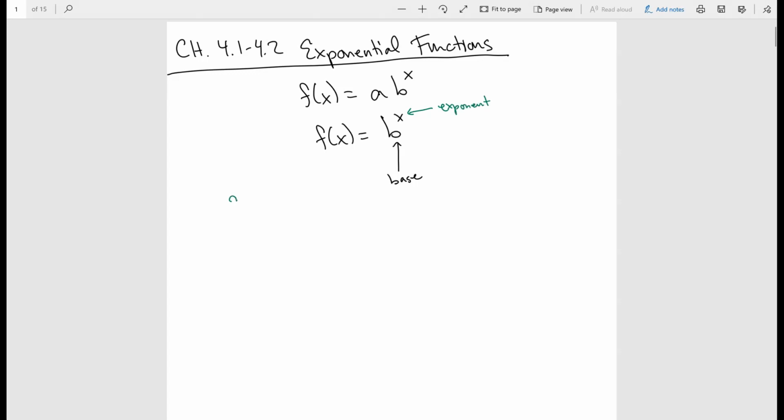Some examples of an exponential function would be f(x) = 2^x, or f(x) = (1/2)^x. These types of functions appear a lot in chemistry, for example. If you're looking at exponential decay, here you have a decay function, and here you have a growth function, if you were looking at bacteria. Now this a is usually just a scaling factor, kind of just stretching the graph.